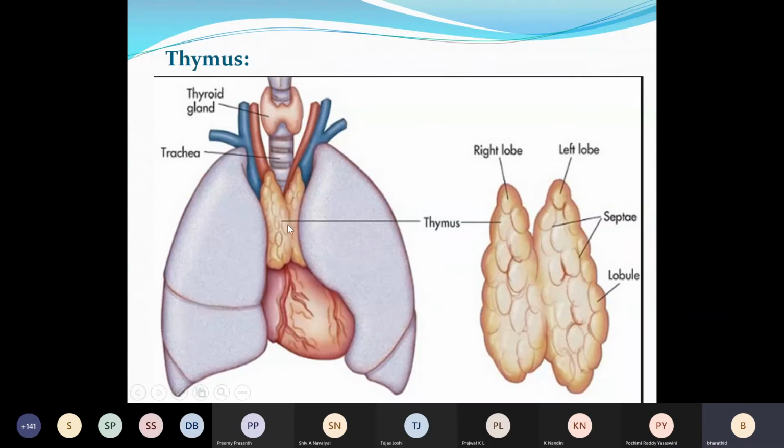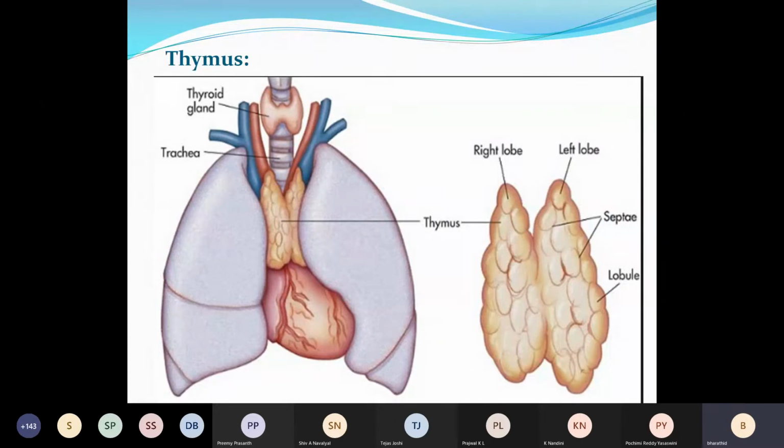Now thymus is a primary lymphoid organ. As you can see here, it is present in the superior mediastinum. It lies deep to the manubrium sterni, and you can see it is formed by two lobes. Up till 7-8 years, it is more active. After that it regresses in size.